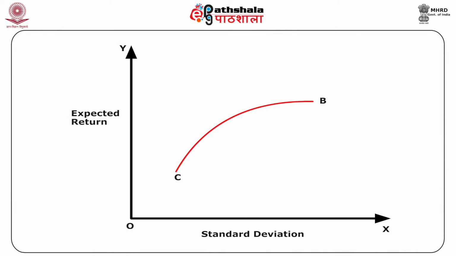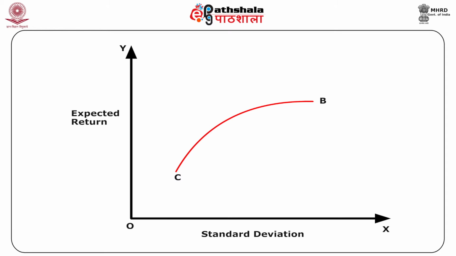In this figure, you can note that on the y-axis we have the expected return and on the x-axis as usual we have the standard deviation. Now the curve CB, which is upward sloping and is convex to the x-axis, is representing an efficient frontier. X and y measure respectively the standard deviation and the expected return, where CB represents the efficient frontier, where C is the minimum variance portfolio and B is the maximum return portfolio.